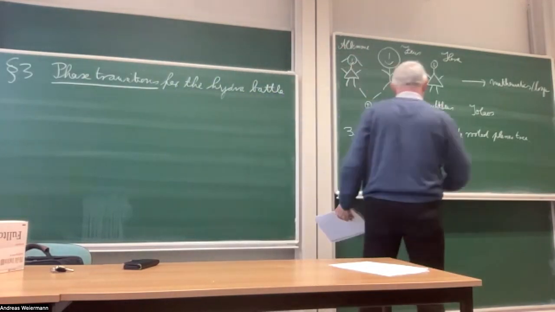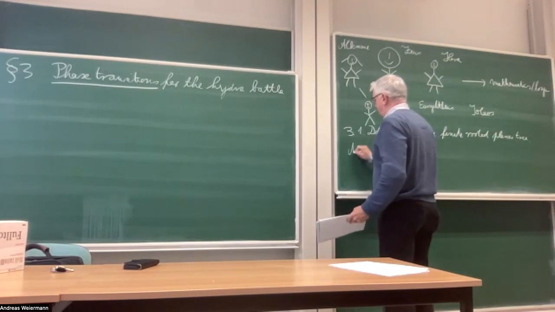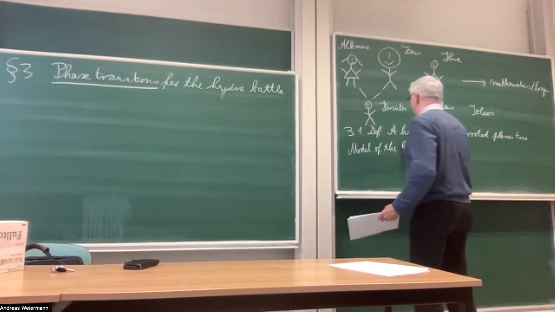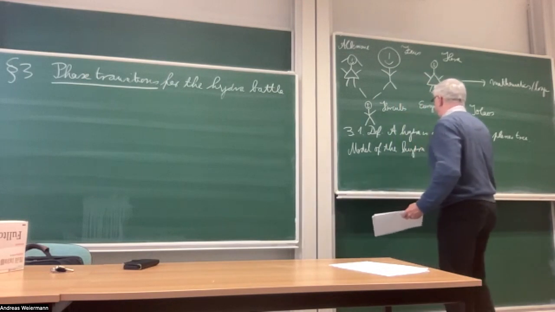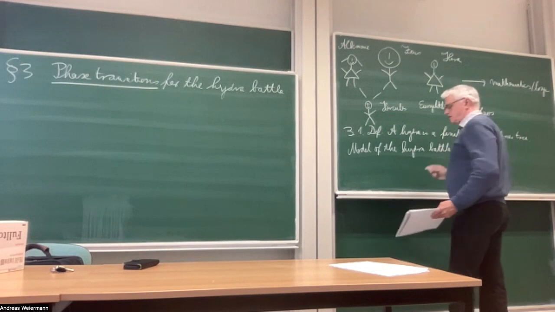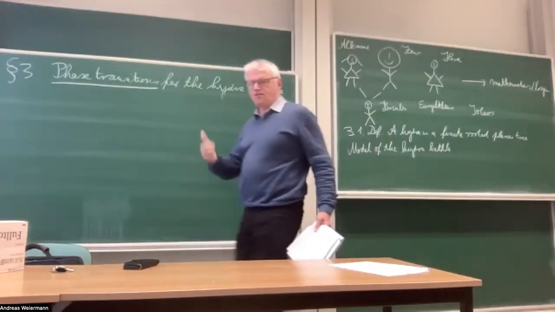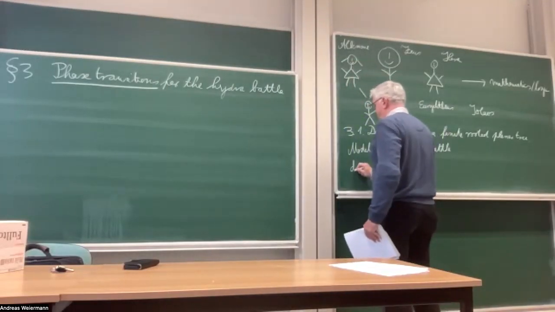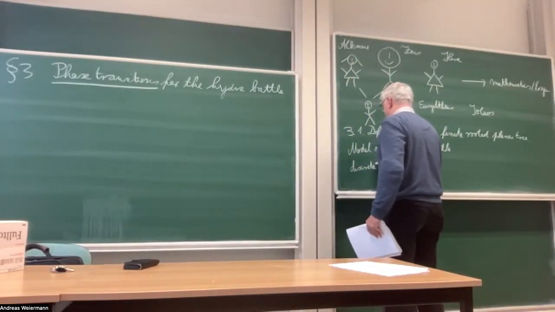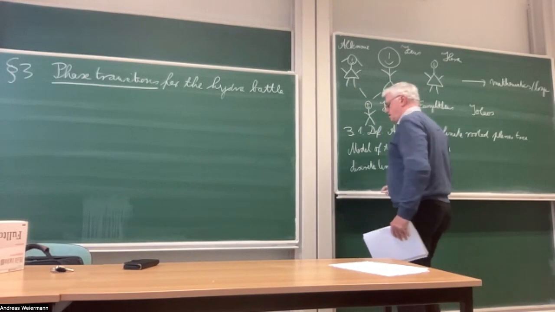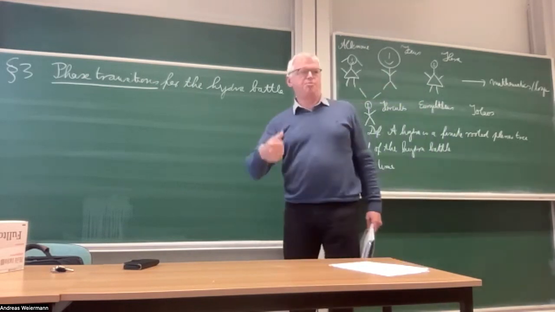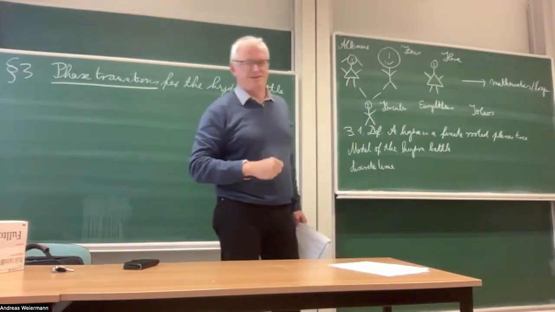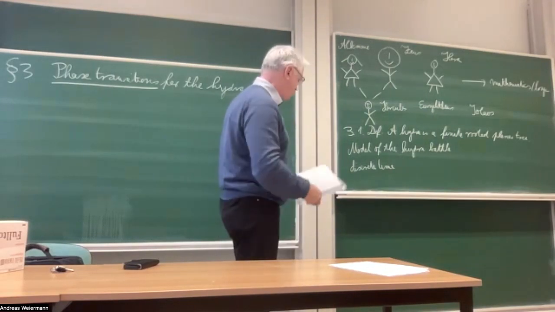Okay, now model the Hydra battle. So we have discrete time steps, 0, 1, 2, and so on. We have discrete time. And at every time step, Hercules can perform an action, namely chopping off one head. Not two at the same time, just one head. That's all fine.